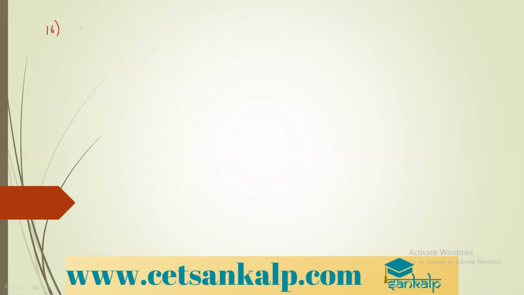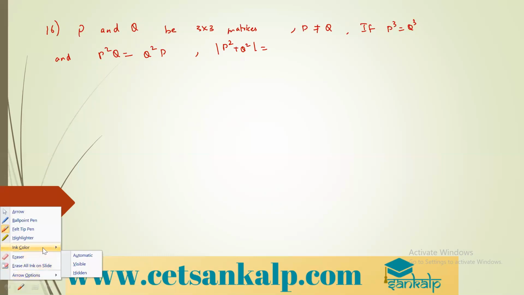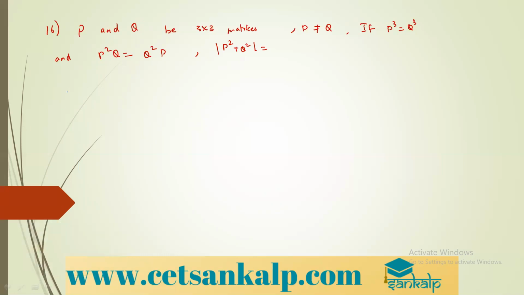Question number 16. Let P and Q be 3 by 3 matrices, P is not equal to Q. If P cube is equal to Q cube and P square Q equal to Q square P, then determinant of P square plus Q square equal to. That is what they've asked. So you must be ready to solve whatever question is being asked.